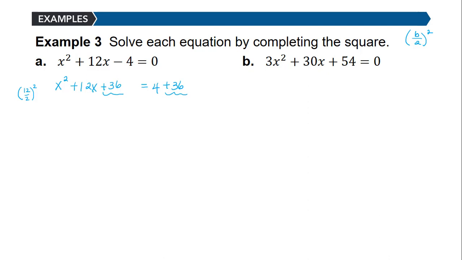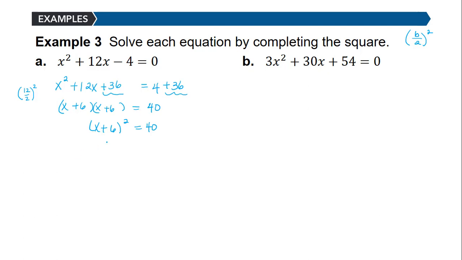Now x squared plus 12x plus 36 factors. If you need to write this intermediate step, you can, but it's x and x. The factors of 36 whose sum is 12 are 6 and 6. In fact, the number inside this binomial will always be the number that you just squared to get the 36. And on the right, 4 plus 36 is 40. So we have x plus 6 squared equals 40.